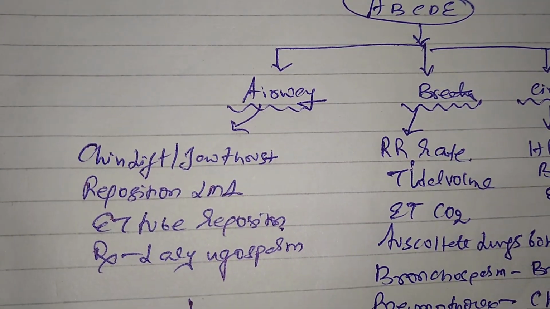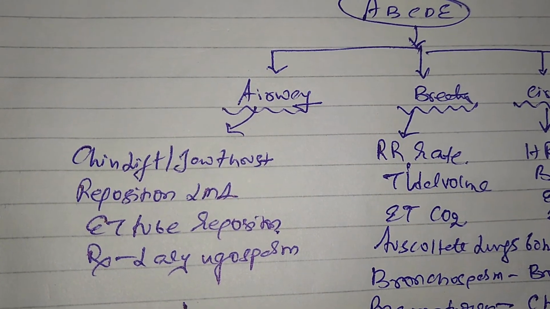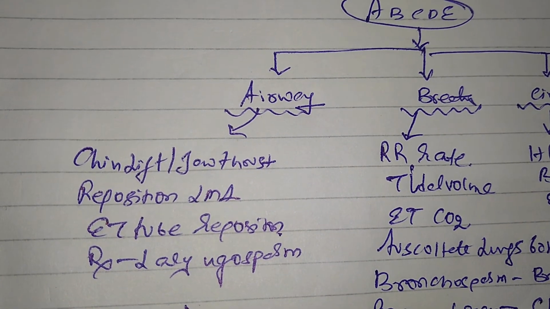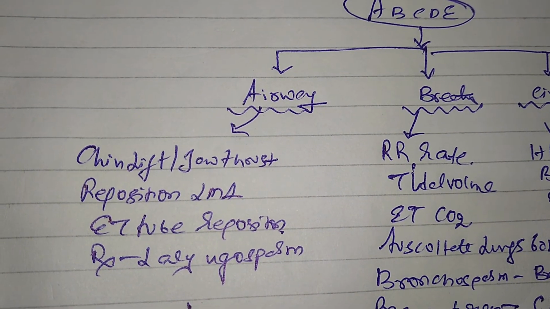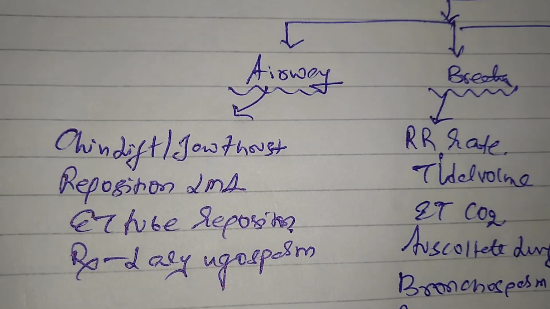Then see if the chin lift, jaw thrust method, or repositioning the laryngeal mask airway helps. If there is an ET tube, repositioning can be done. Sometimes accidental ET extubation can happen in ICU patients. Or if there is laryngospasm, treat the laryngospasm.